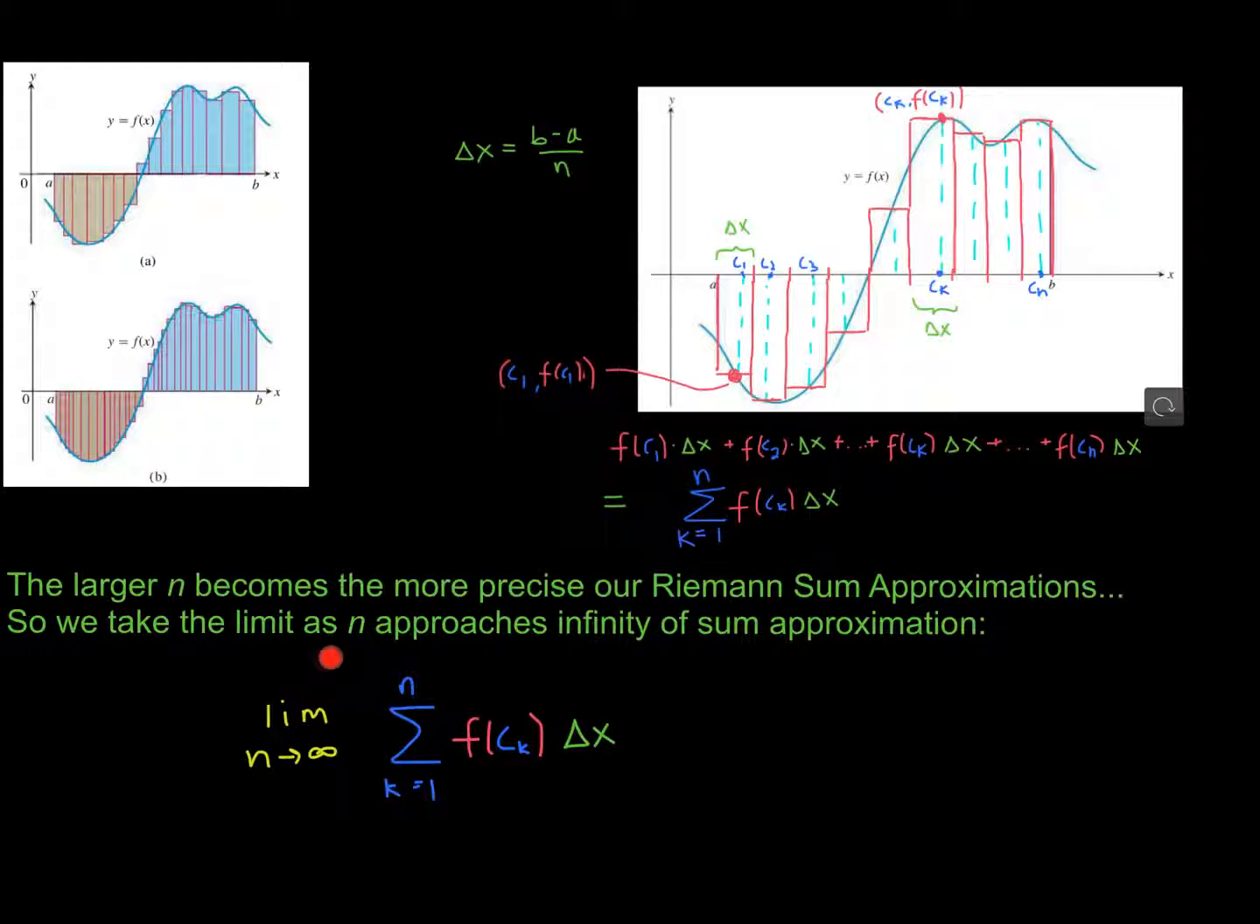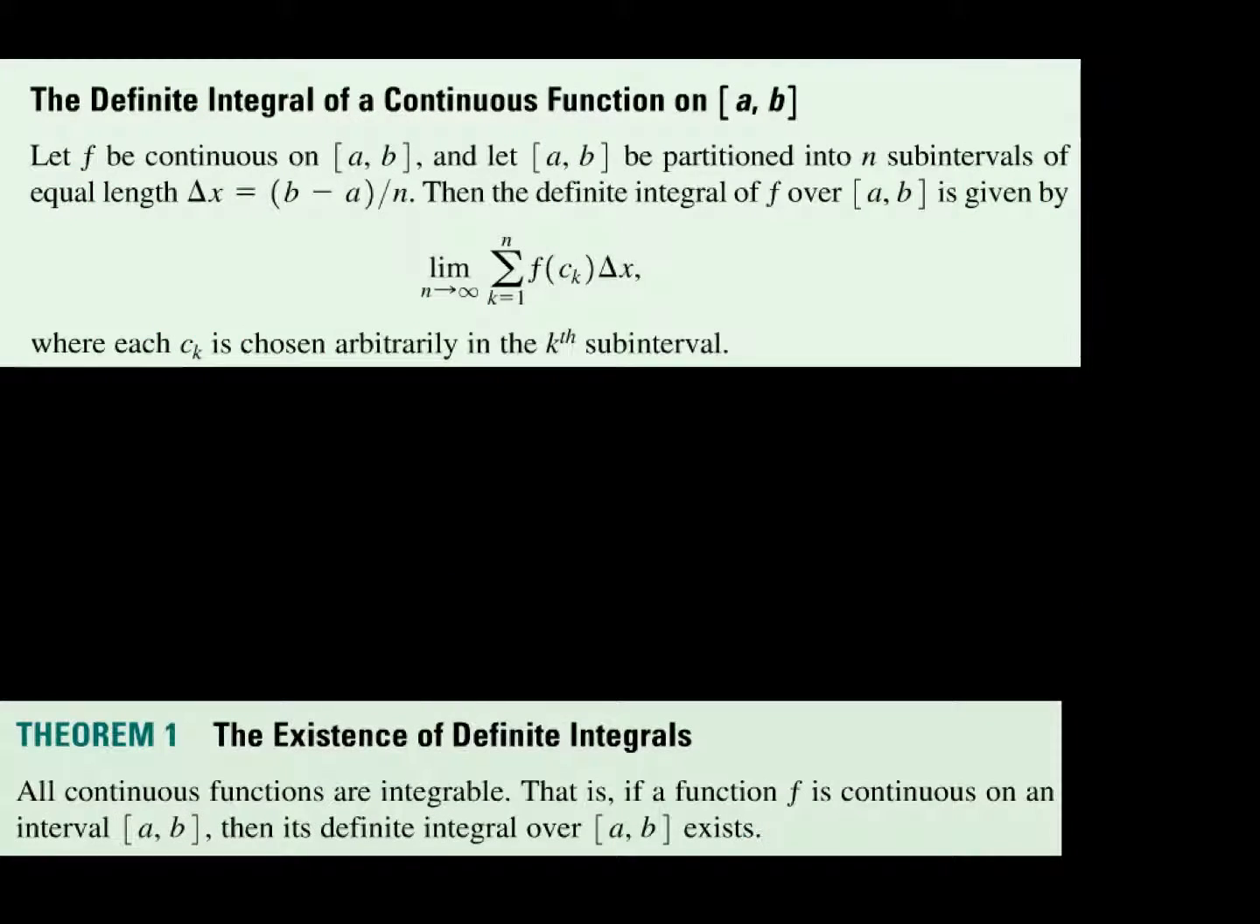So we take the limit as n approaches infinity of our sum approximation, which just looks like this: the limit as n approaches infinity of the sum from k equals 1 to n of f evaluated at c sub k times delta x. The value of this limit is known as the definite integral of the function f of x on the interval from a to b. With that being said, let's write out this definition.